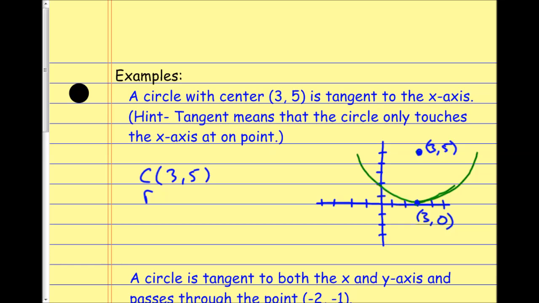But since I already have this graph, I can see that these two points line up. I can just count the distance. If I look at (3, 5) and I look at (3, 0), the distance between the two, simply by counting, is 5 units. So now what I have is my center and my radius. I'm just going to plug these in. I've got x minus h, which is 3, squared, plus y minus k, which is 5, squared, equals r squared. And since r is 5, r squared is 25.